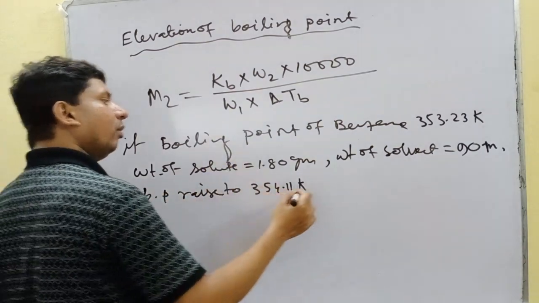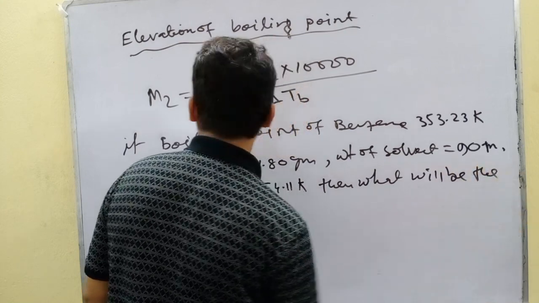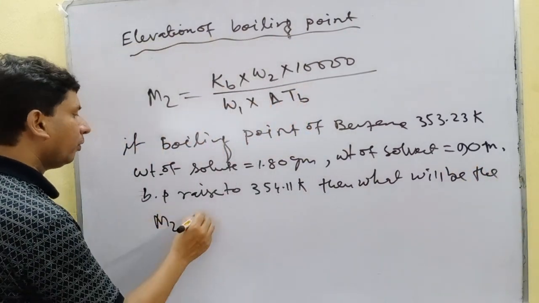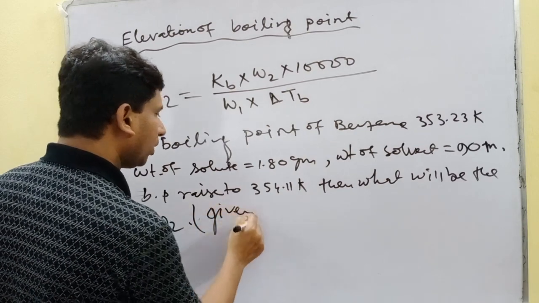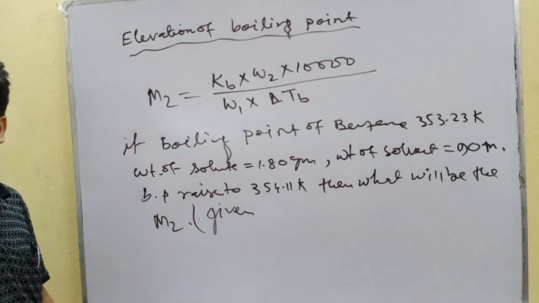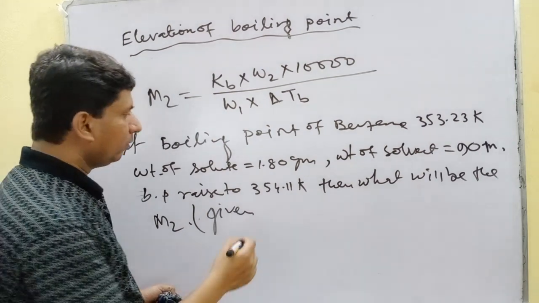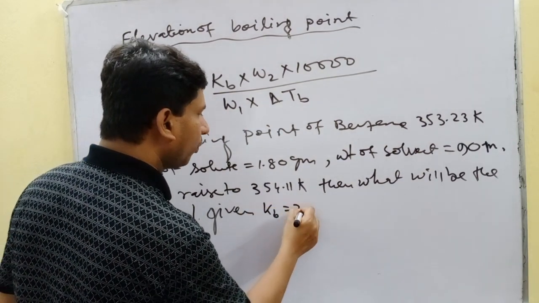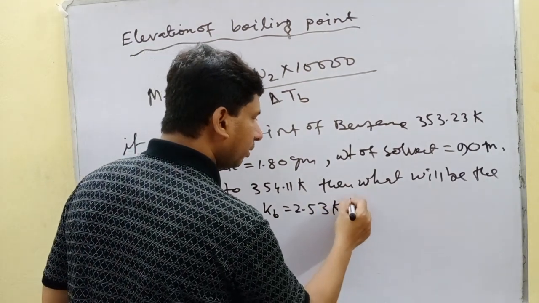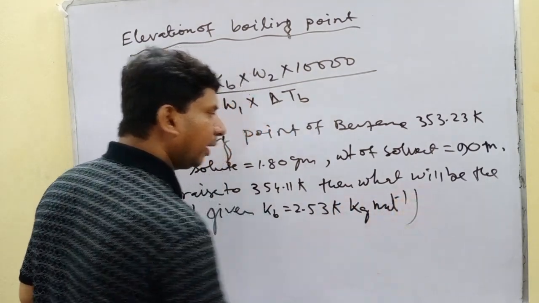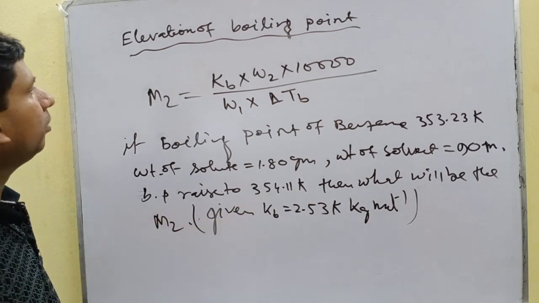Then what will be the molecular mass M2, if the elevation constant Kb equals 2.53 Kelvin kg per mole? This is our unit. Okay.